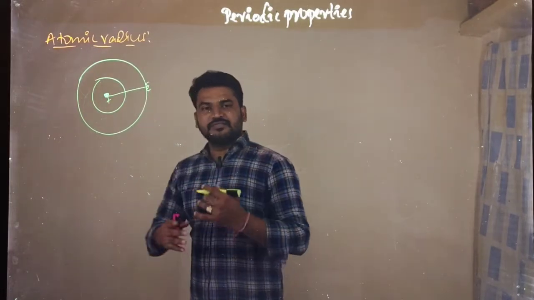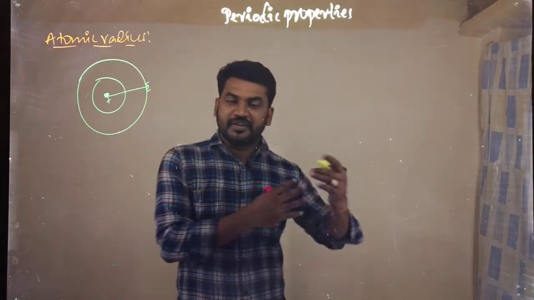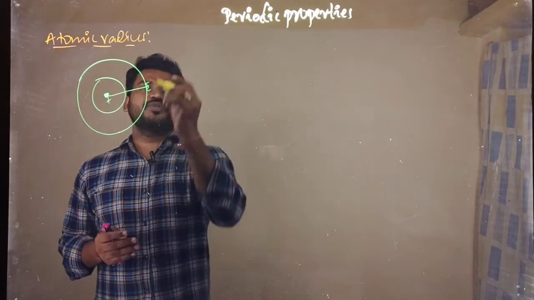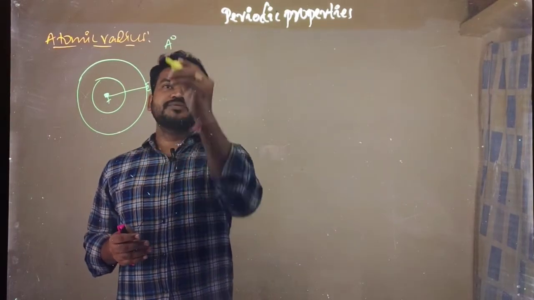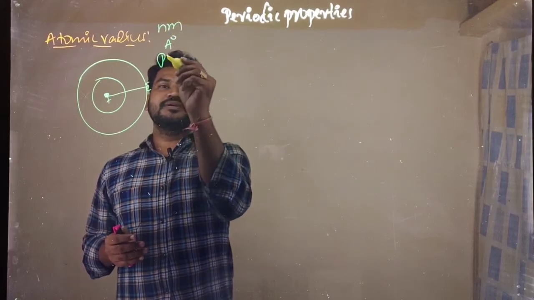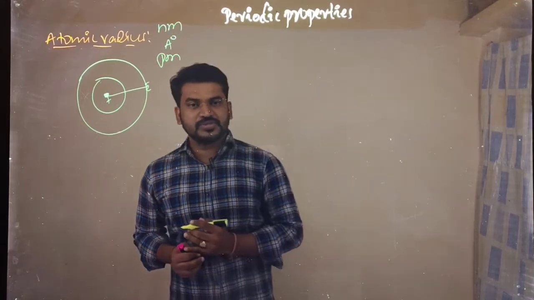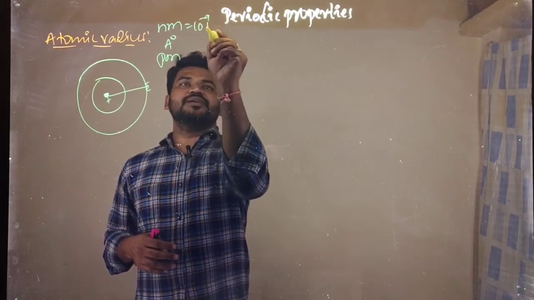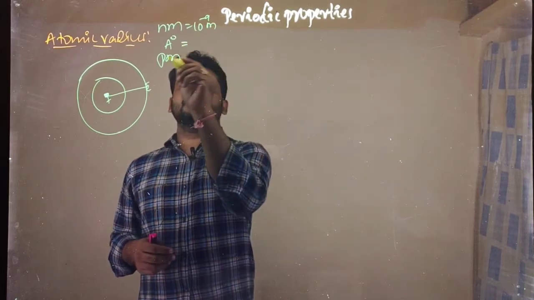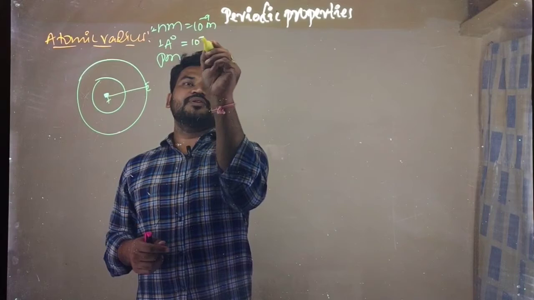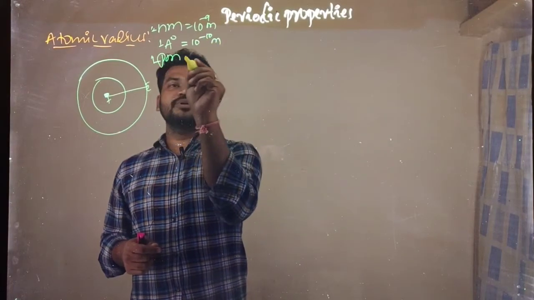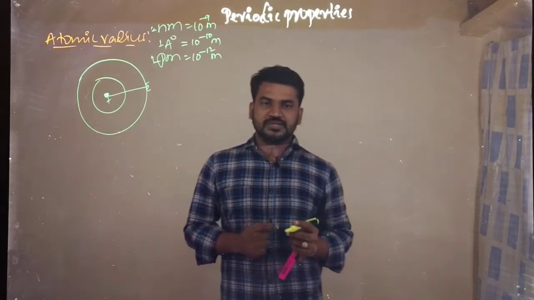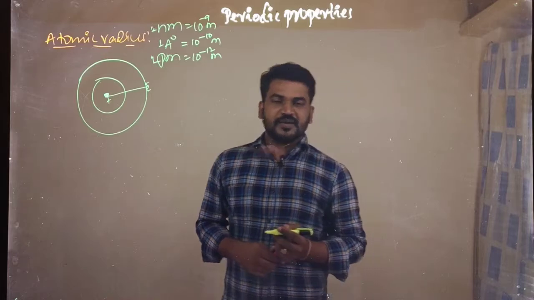And this atomic radius we can measure in different units. They are not large quantities, they are very small quantities. So we measure them in angstroms, nanometers and picometers. 1 nanometer is equal to 10 power minus 9 meters, 1 angstrom is equal to 10 power minus 10 meters, and 1 picometer is equal to 10 power minus 12 meters. So very small units, and we use those units to measure the atomic radius.